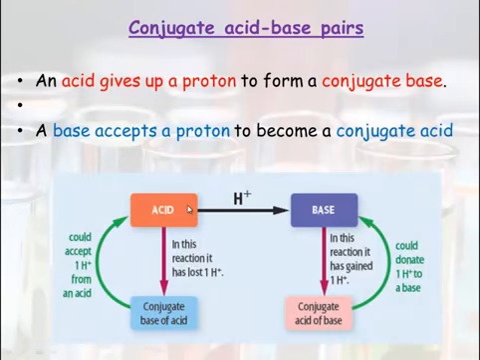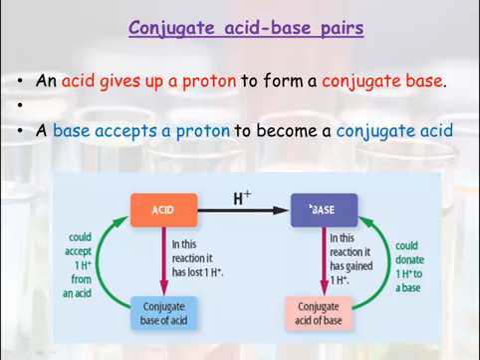This diagram shows it very well. So if this acid donates its proton to this base, the acid has lost its hydrogen, so it now becomes the conjugate base of that acid. If that same conjugate base was to accept a hydrogen ion again, it would become the acid that it originally was. So the difference between the acid and the conjugate base of that acid is that it has lost one hydrogen ion.